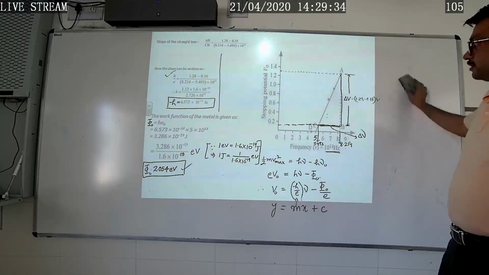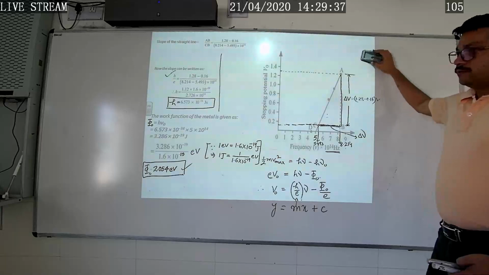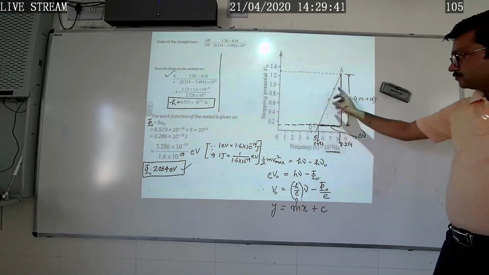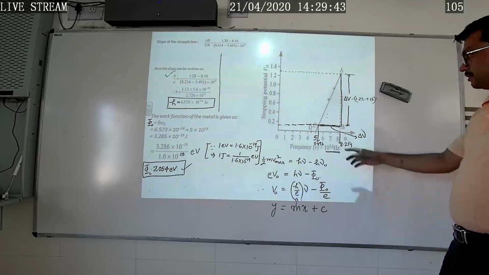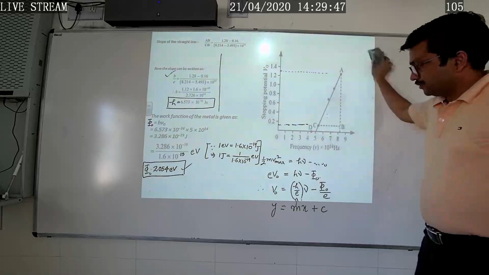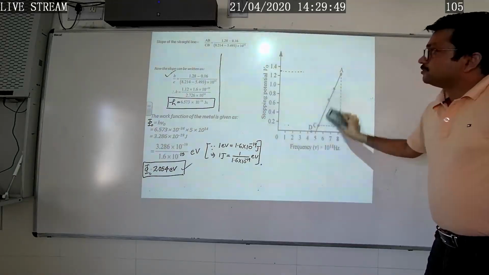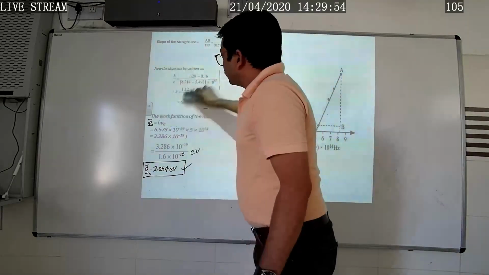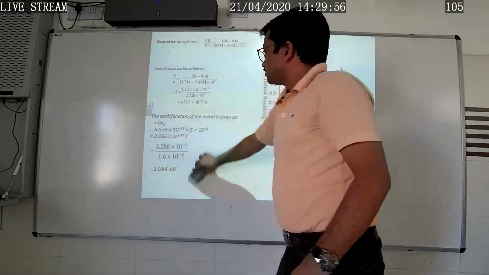So we have calculated the value of Planck's constant, we have calculated the work function, and from the diagram it is quite clear that the threshold frequency corresponds to 5 into 10 to the power 14 hertz. So this was your question. Let's move ahead to the next question.